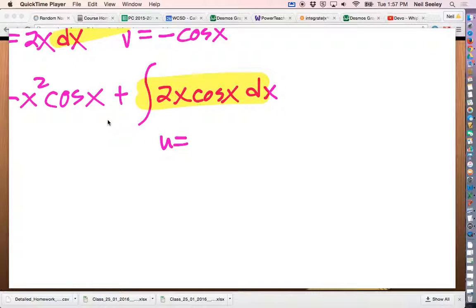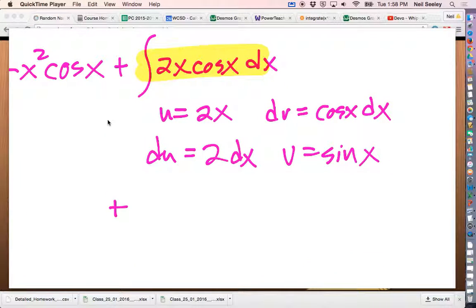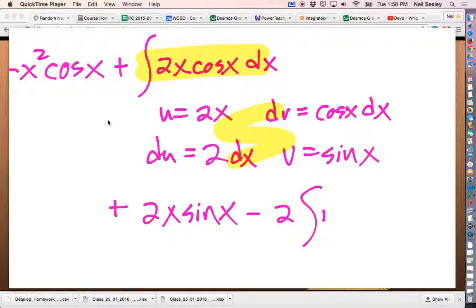So we pick another, we do the same thing over again. We go u is the polynomial 2x. We're going to do parts again. Our dv is cosine of x dx. And then du is 2 dx. And v is sine of x. Okay, well that's good. And we go to town. All right, so this is going to become a new uv minus v du. So 2x sine x. uv minus v du. So I'm going to put minus 2 integral sine x.